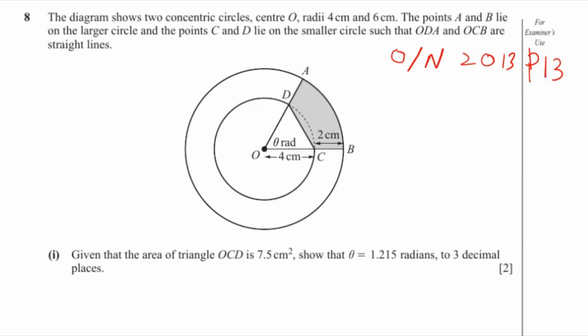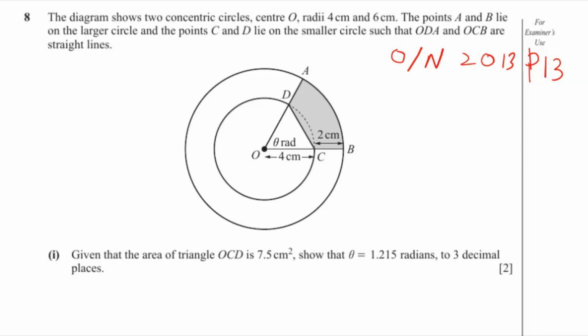Students, today we are going to do question number 8 from past papers. The topic is circular measure. This question appeared in October-November 2013 paper 1-3, and the question is: the diagram shows two concentric circles. Concentric means the same center. If two or more circles have the same center, they are called concentric circles.